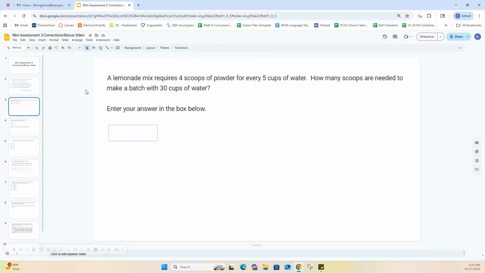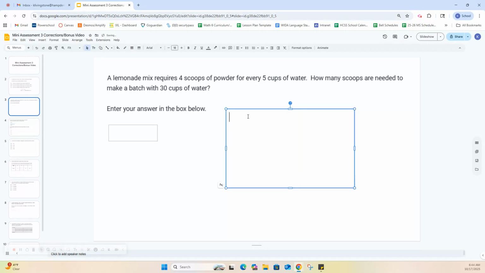All right, question 2. A lemonade mix requires 4 scoops of powder for every 5 cups of water. So I'm going to start by writing my original rate: 4 scoops of powder to 5 cups of water. How many scoops of powder are needed to make a batch with 30 cups of water? So we are going from 5 cups of water to 30 cups of water.